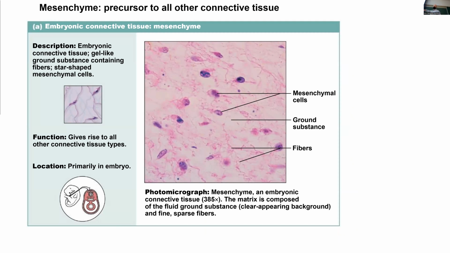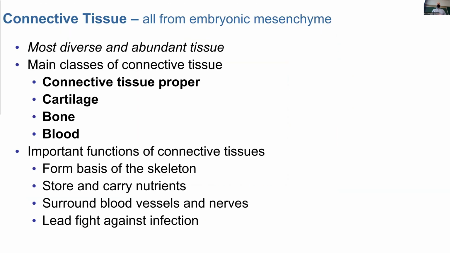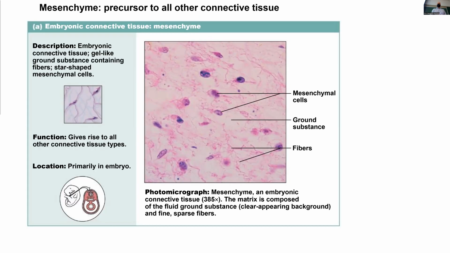So you can see what mesenchyme looks like here. It appears very early in development. And then this mesenchyme differentiates into a number of different types of connective tissue. And remember, this can include what we call connective tissue proper. I'll describe that, you'll see that in more detail in a minute. But also cartilage, blood, and bone are types of connective tissue.